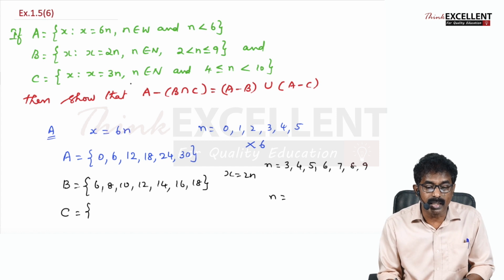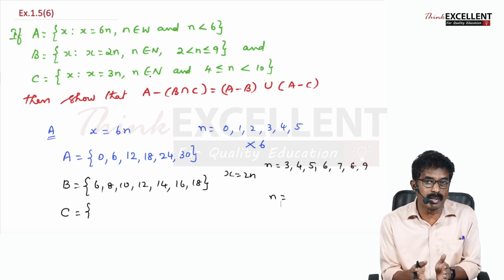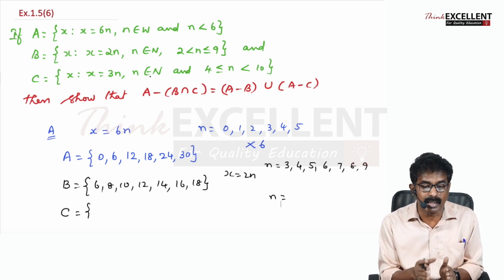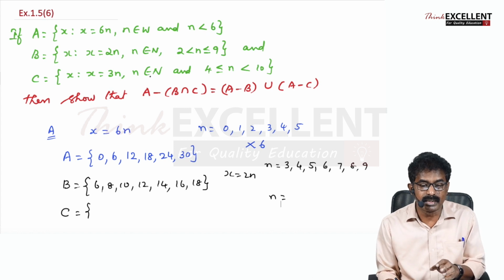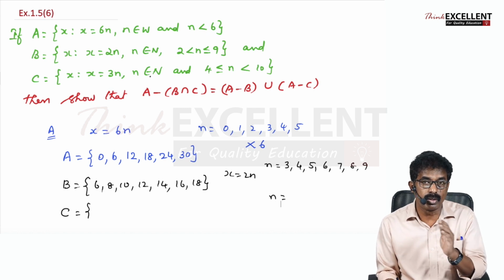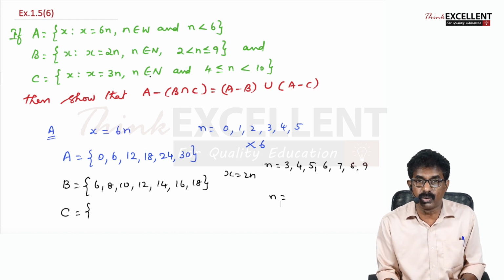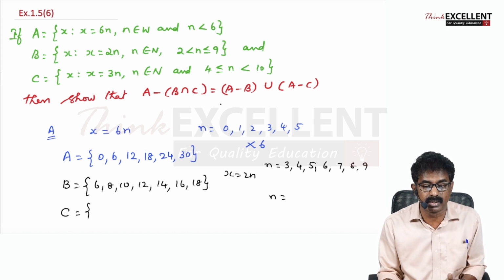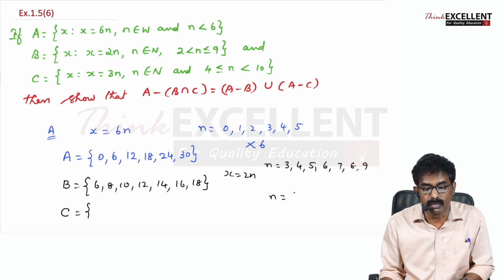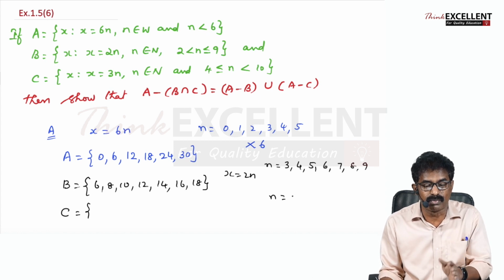N belongs to N means n is a natural number. So 1, 2, 3, etc. But the condition is 4 less than or equal to n less than 10. So from 4 to 10, 4 is included, 10 is not included. Hope you understood the reason for that. So 4 to 10, but not 10. So before 10, 9, right? So 4, 5, 6, 7, 8, 9.